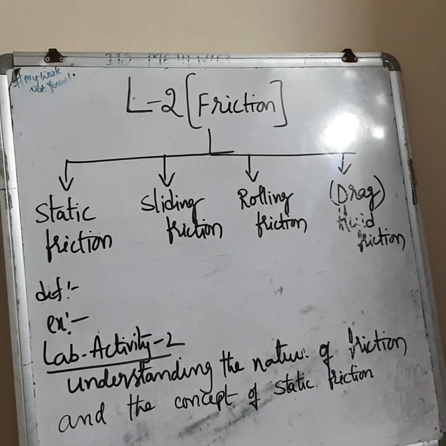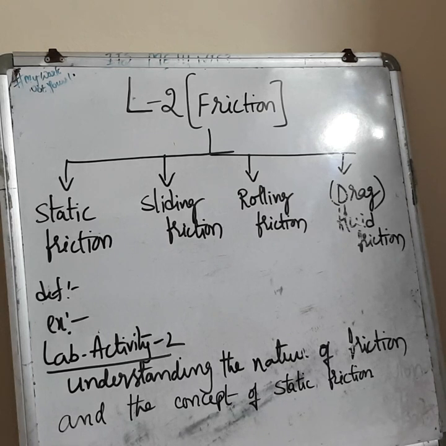So, to overcome this interlocking, we have to apply more force on those objects. On a smooth surface, the interlocking force is very less, so you have to apply less force. But on a rough surface, the object does not move. Why? Because the interlocking is more. Due to that, the object does not move. You have to apply more force to overcome that interlocking.